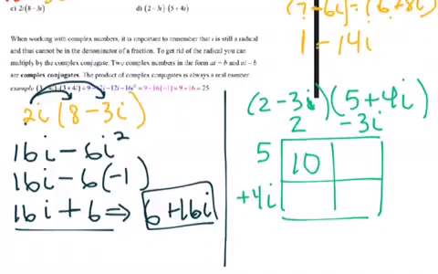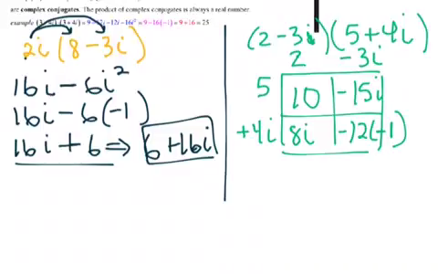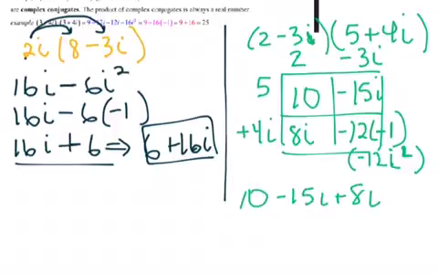So I've got 5 times 2 is 10, 5 times negative 3i is negative 15i, 2 times 4i is 8i, and 4 times negative 3 is negative 12, and i times i is i squared, which we said is negative 1. I'll just put that down here for reference for you. Alright, so basically I've got 10 minus 15i plus 8i, and then I've got negative 12 times negative 1 is plus 12. So 10 plus 12 is 22. Negative 15i plus 8i is negative 7i.